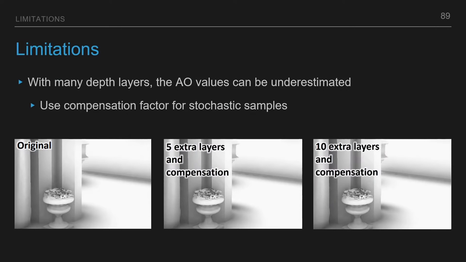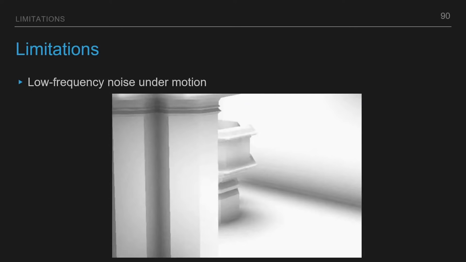We can mitigate this somewhat by artificially increasing the ambient occlusion contribution of the stochastic samples, compensating for the fact that we may miss the depth layer that would lead to the maximum occlusion, but this may cause overestimation in other areas. Another solution would be to lower the global alpha value at which we render the stochastic depth buffer, or to possibly use temporal filtering. Another issue that we see is low frequency noise under motion, especially when we use lower sample counts, as you can see here with 2 samples.